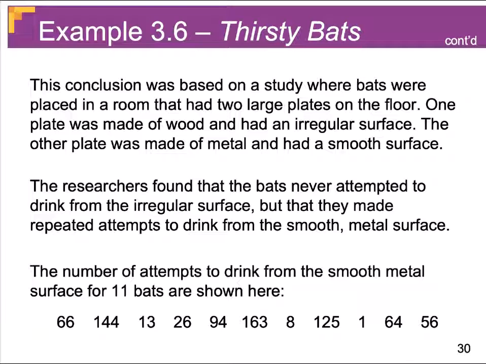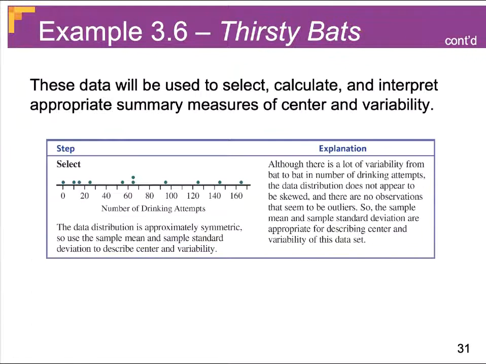They found that the bats never attempted to drink from that wooden irregular surface, but they made repeated attempts to drink from the smooth metal surface. And here we have data from how many attempts these 11 bats made. We see that there were a few bats that made many attempts and a few bats that made hardly any at all. If we look at a dot plot here, even though it's quite spread out, it's really not asymmetric.